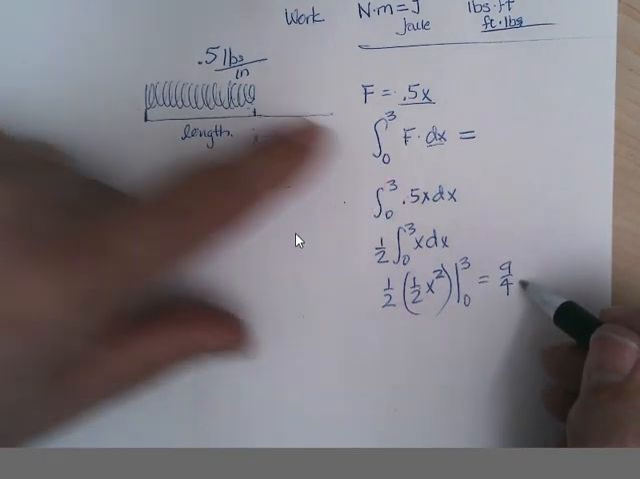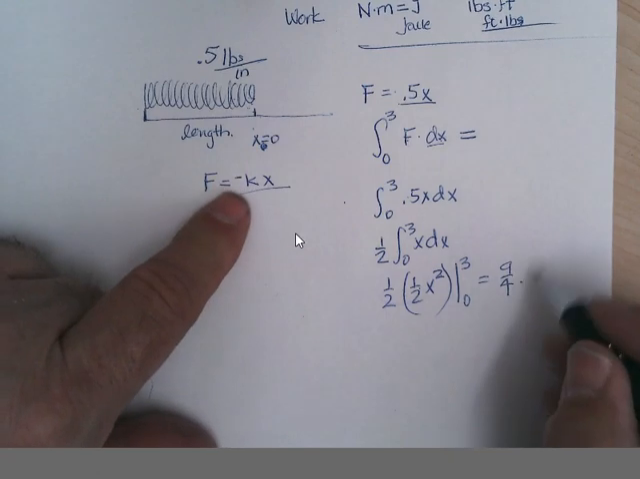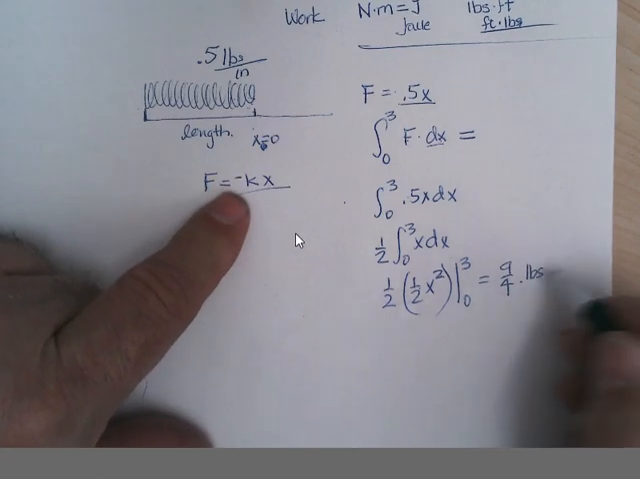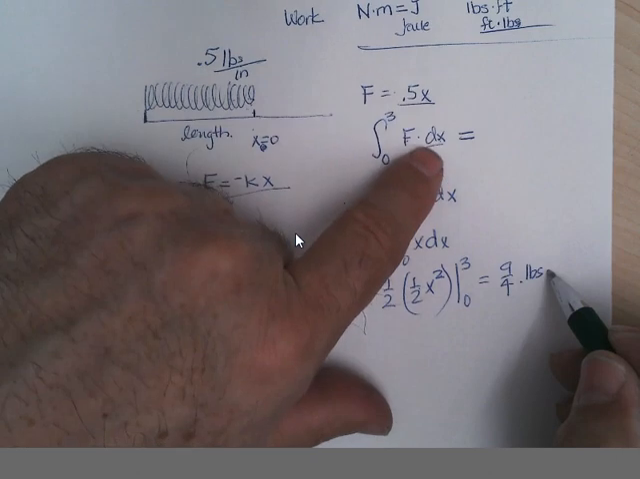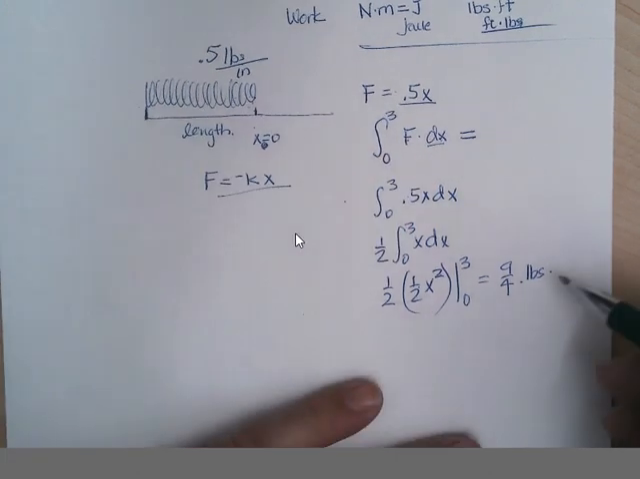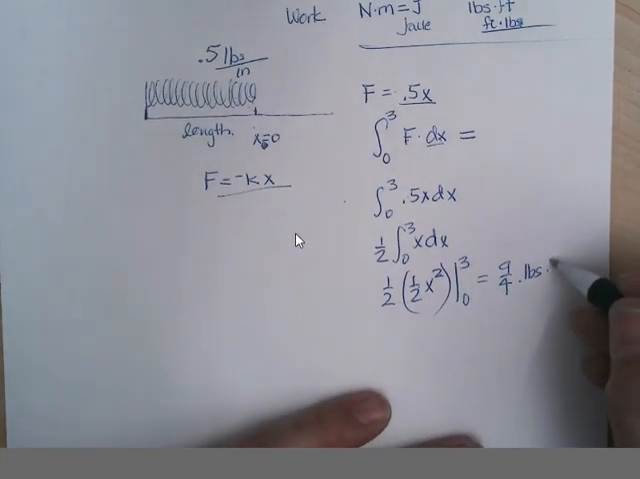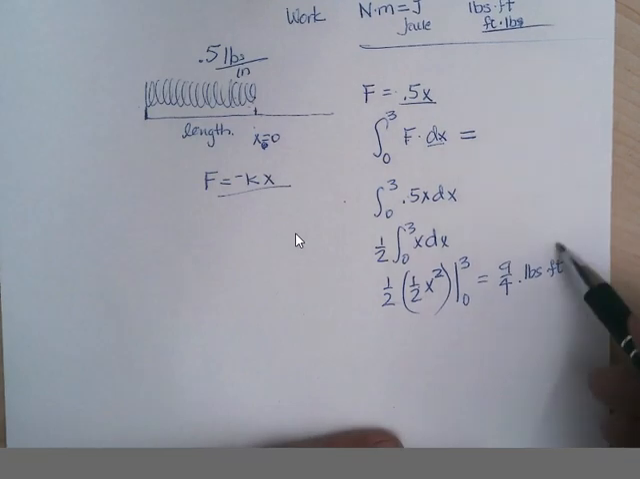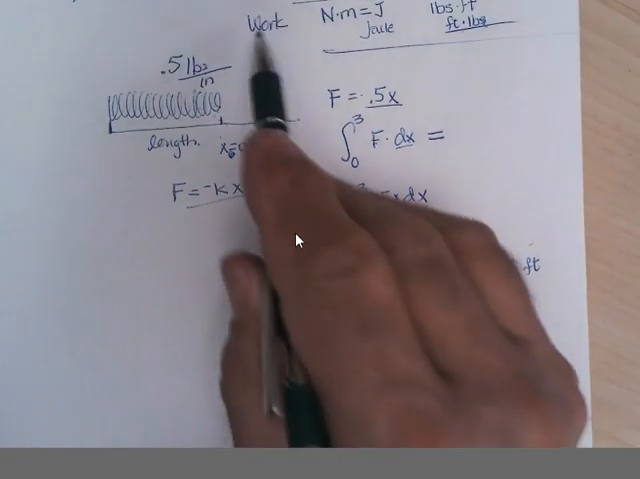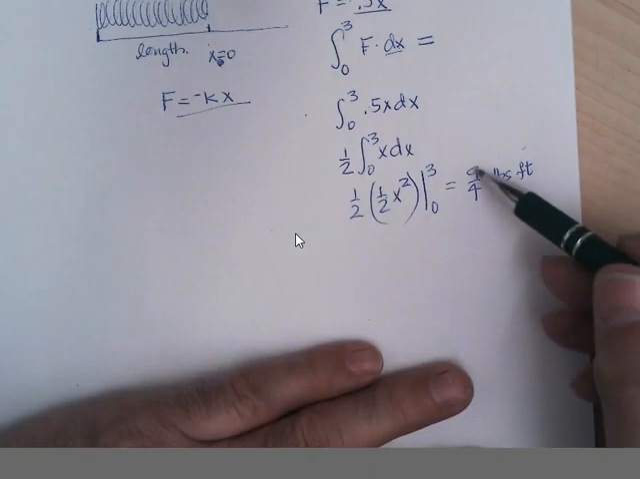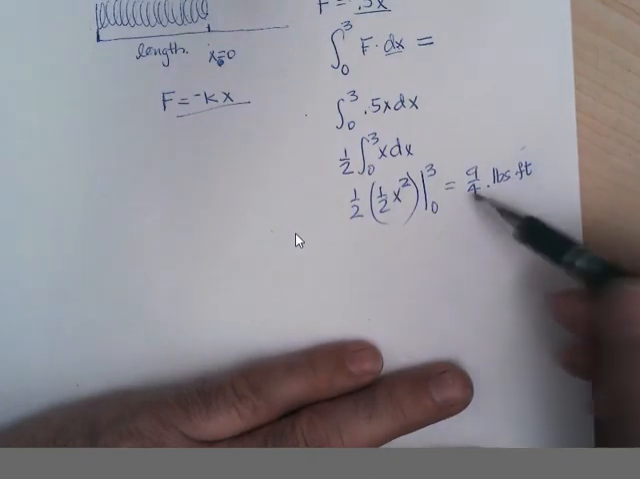The force would be in pounds, and it was times a distance, force times distance, and the distance was in feet, so we would call it a foot-pound of work. The work was in foot-pounds. 2.25 foot-pounds of work.